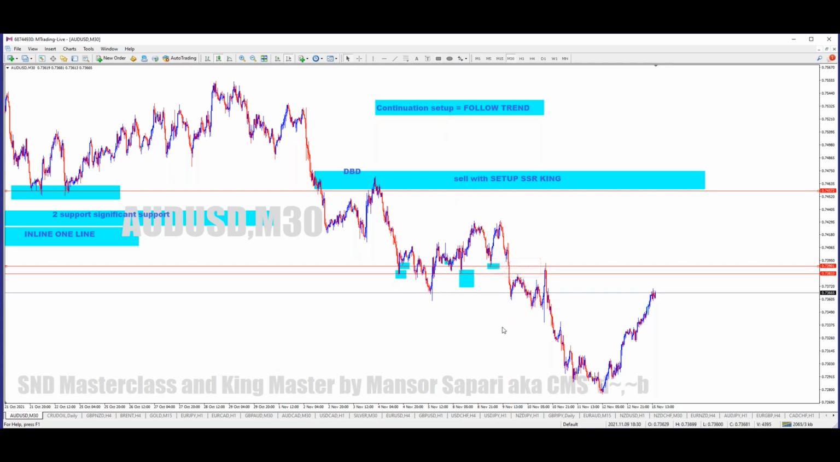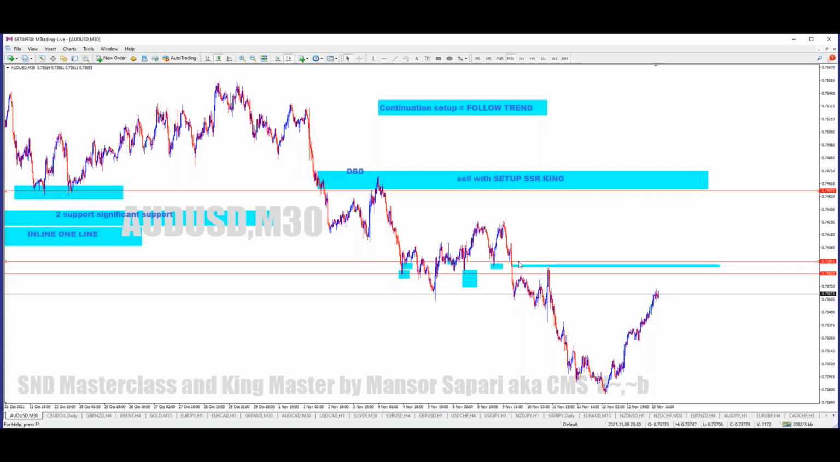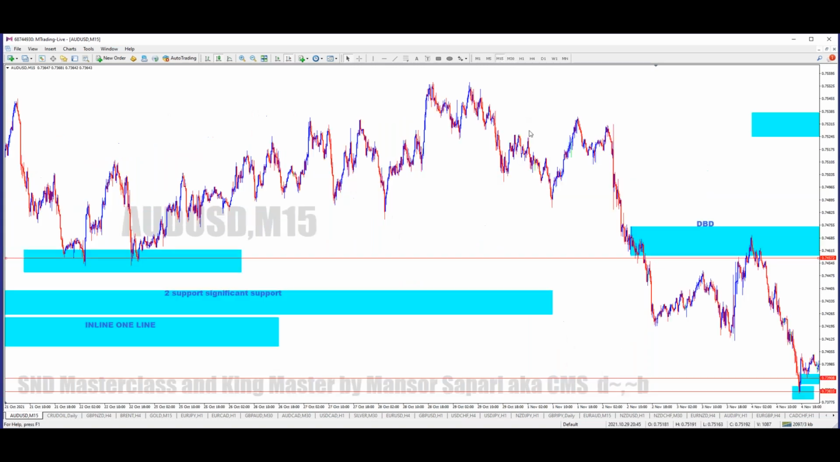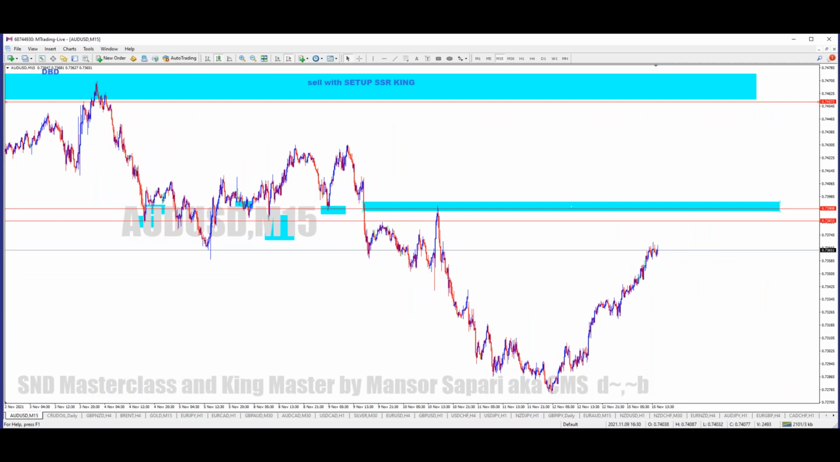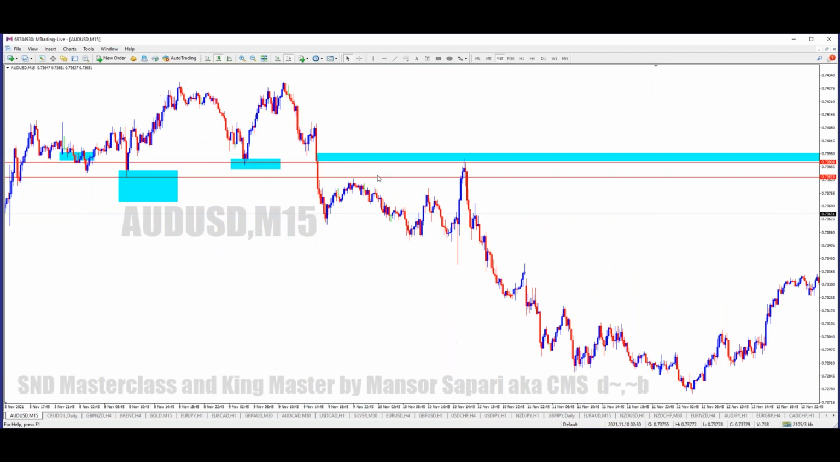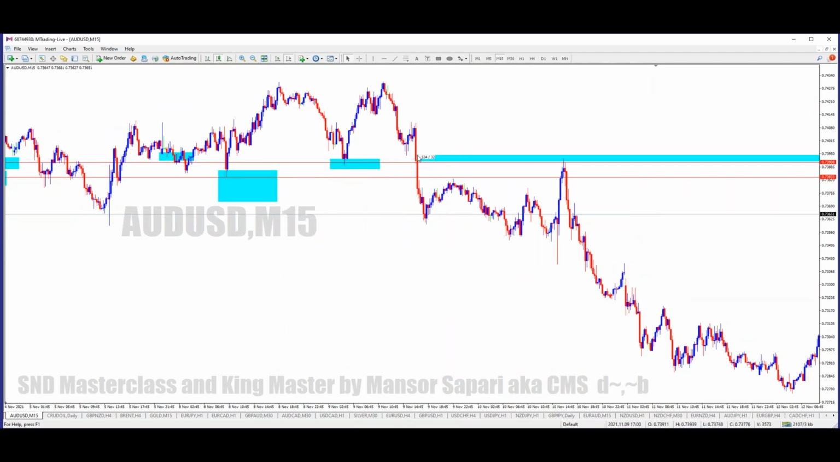Plus, remember, if you can see over here, when the price breaks this significant support, it breaks with a drop base drop double maru, which is this zone. Can you see or not? I go to M15. We have a drop base drop here. This is the king, exactly a king. I make it bigger so that you can see. This is exactly a double maru king.